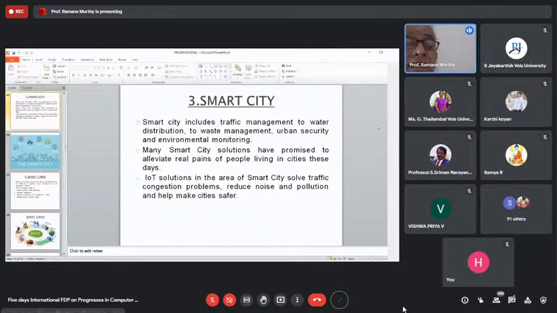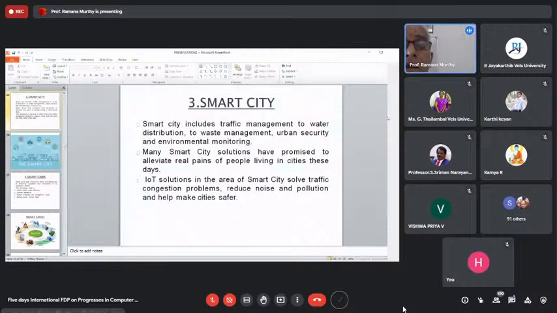So under these categories, many smart city solutions have promised to elevate real parts of life in cities. These days, IoT solutions in the area of smart cities solve traffic congestion problems. They reduce noise and pollution and help make cities safer. Okay, this is what you have.